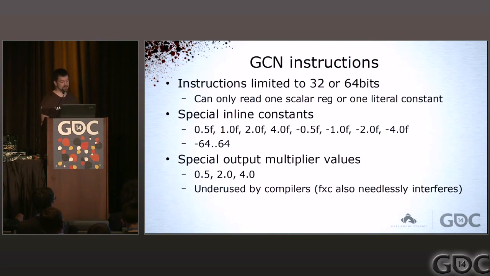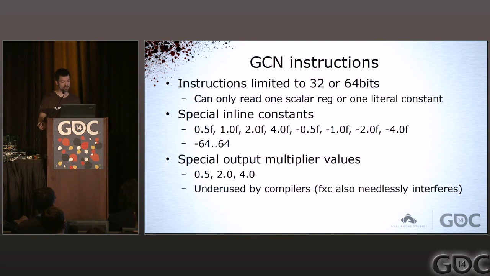GCN instructions are quite limited compared to previous generation hardware from AMD. They have really tried to simplify the instruction set. So now the instructions are limited to 32 and 64 bits. And as you can imagine, that's not a whole lot of space to pack a lot of constant values and intermediate values into. So a lot of new constraints apply here.